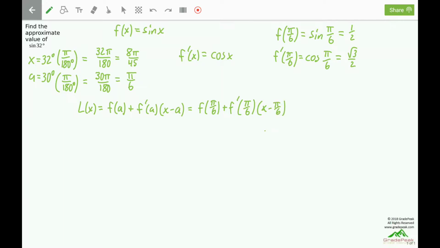We have values for f of pi over 6 and f prime of pi over 6 that can be put into place. So the linear approximation L of x will equal f of pi over 6, which is 1/2, plus f prime of pi over 6, which is root 3 over 2, times x minus pi over 6.